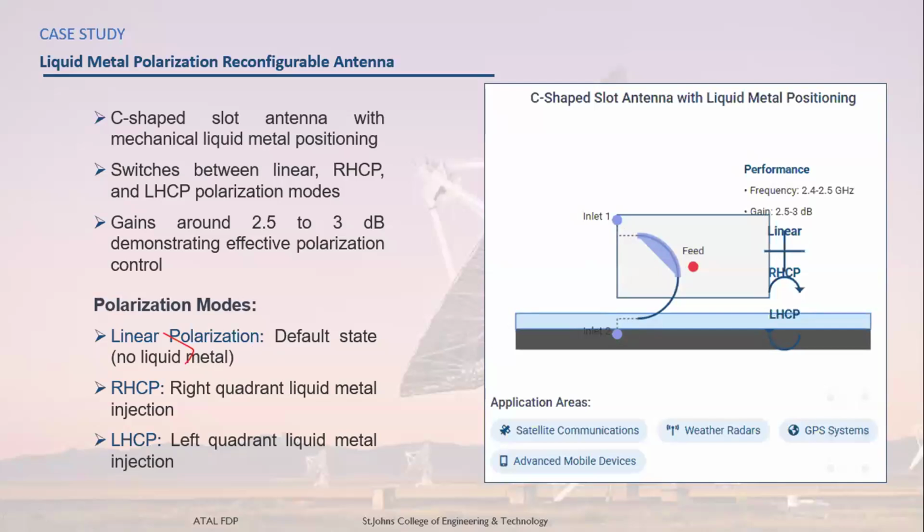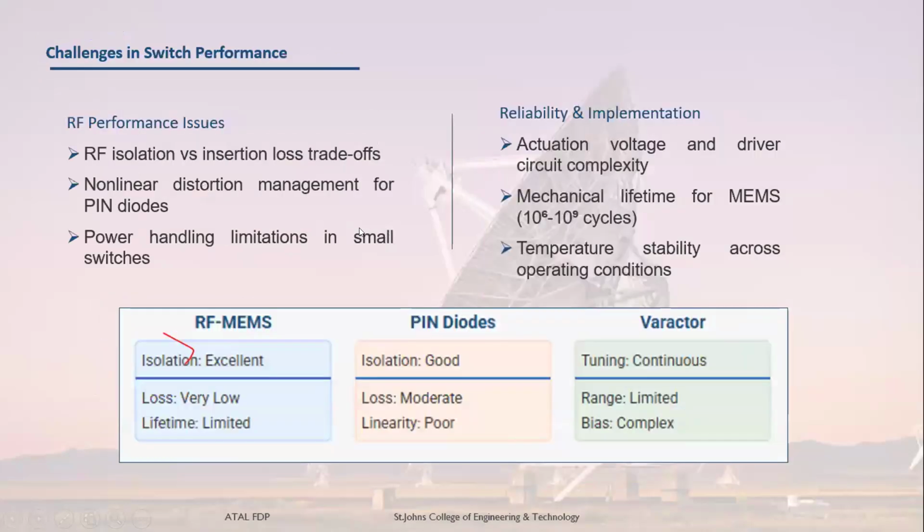If I don't inject anything, default state, which polarization does the antenna give? Linear. If I inject right quadrant from this side, it's right hand polarization. If I inject from the other side, it gives left hand circular polarization. So polarization reconfigurability can be done through liquid metal injecting into the structure.